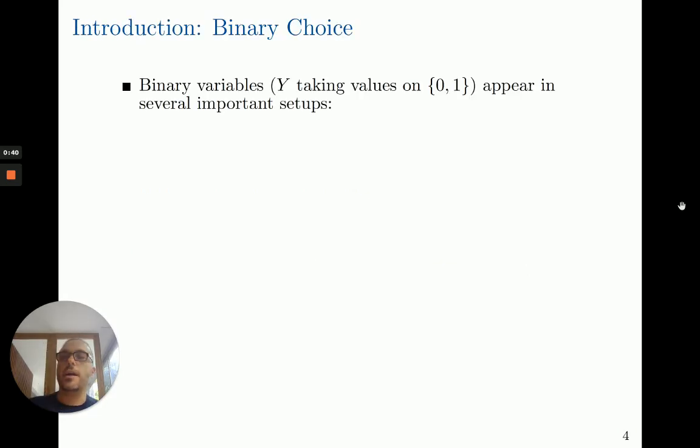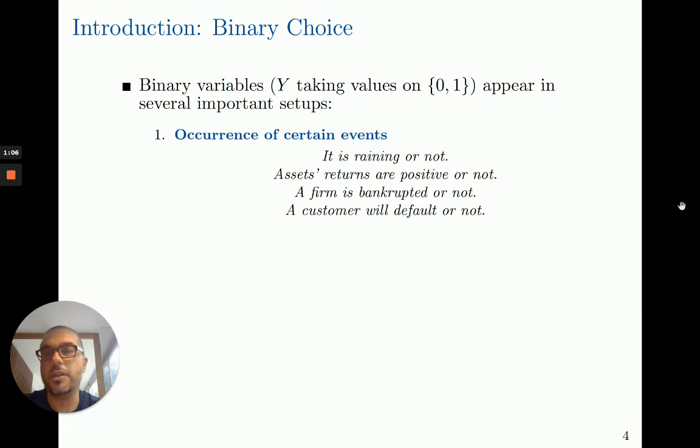So far we have considered regression problems, and now we are going to move into classification problems or choice problems. And our dependent variable, y, will be binary. It will take values either 0 or 1, and this kind of setup appears in several important situations.